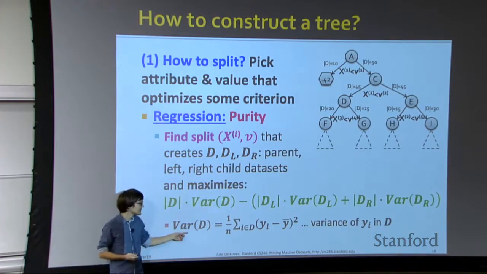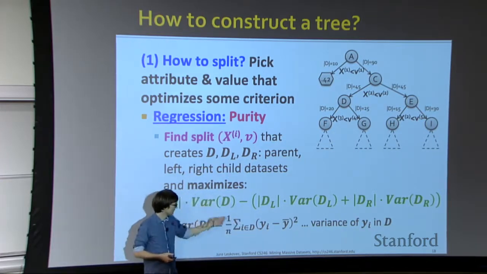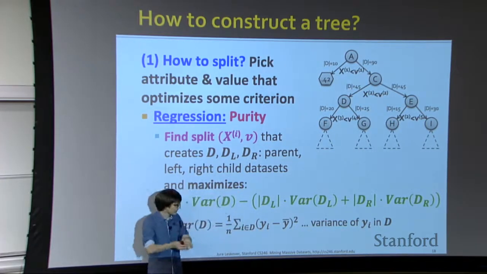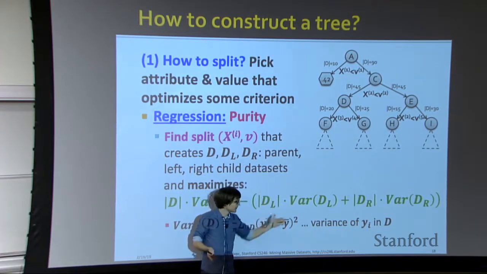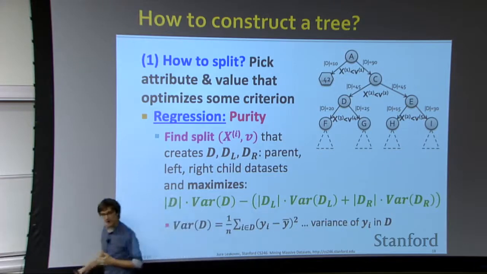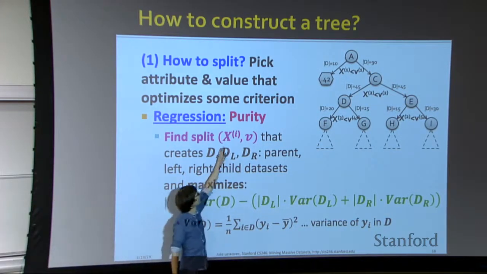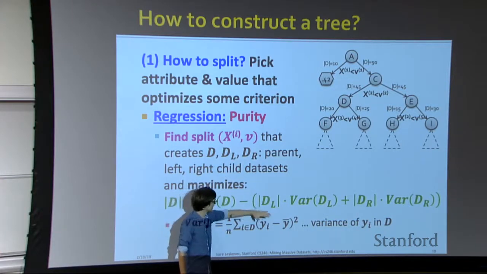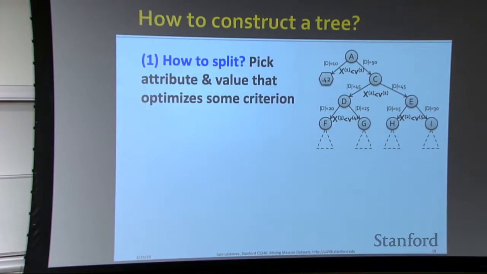When I say variance, I really mean variance in the output labels. So I'm saying, what's the variance in the y of the data coming in, and after the split, what's the variance in y on the left plus the variance of the y on the right? So I would want to search over attributes and split values such that I maximize this difference. This is called purity. This is used for regression.